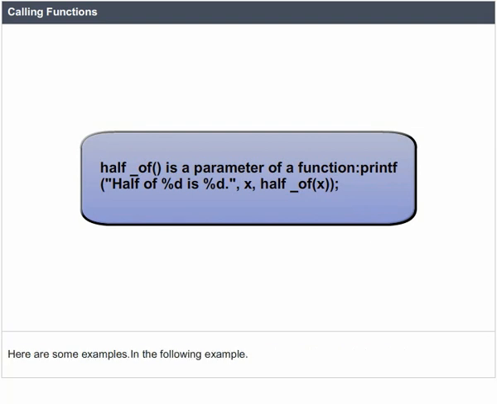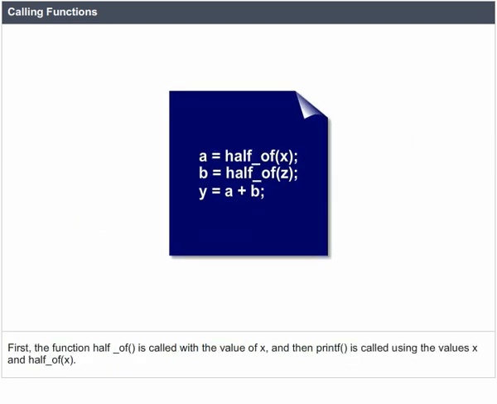Here are some examples. In the following example, half_of is a parameter of the function printf: printf("Half of %d is %d", x, half_of(x)); First, the function half_of() is called with the value of x, and then printf() is called using the values of x and half_of(x).